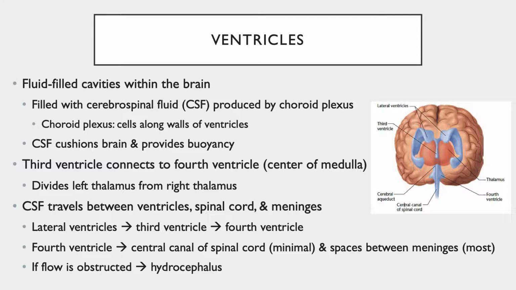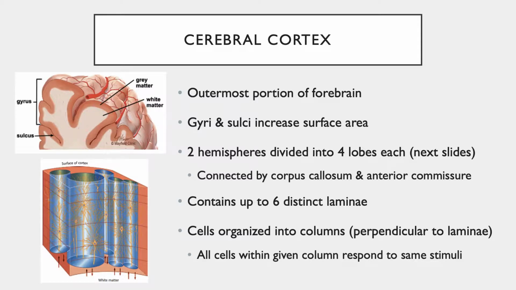If flow is obstructed between the ventricles, a condition develops known as hydrocephalus, which is the buildup of cerebral spinal fluid. Hydrocephalus often requires surgery and/or a shunt to remove the excess fluid, as the fluid buildup can be very damaging to the brain. We've made it to the cerebral cortex, the outermost portion of the forebrain and of the entire brain, the area of the brain closest to the skull. The cerebral cortex is the most prominent part of the mammalian brain.